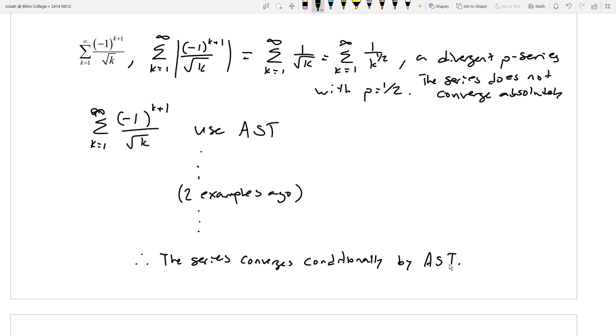Because if it converged by something else, those tests only work when the terms are positive. So we would have had to have either absolute values or a positive series to begin with. In either case, if we find convergence, then we'll have an absolutely convergent series. If something diverges when you apply the absolute values, and it also diverges under the alternating series test, then we'll actually say that the series diverges.